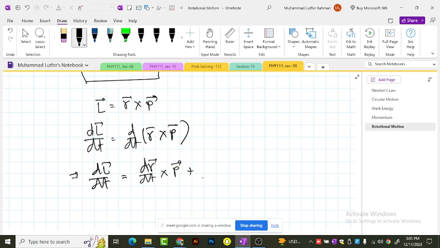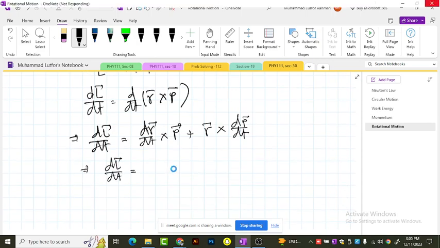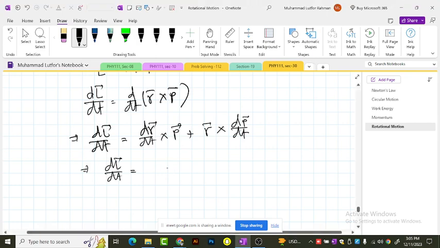Plus in the second term, I'll keep the first function, which is R, and this time I'll take the derivative of the second function, which is P, dP over dt. Now let's write down one more line. If I write dL over dt, dR over dt is going to give me the velocity, because R is the position. Remember when I explained angular momentum, R was the position function. Then I will find V cross P, I can write m into V plus R cross dP over dt.